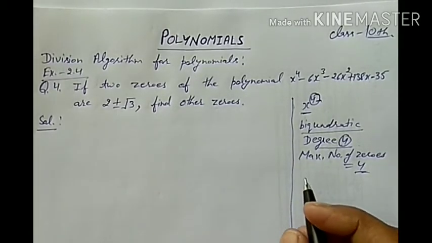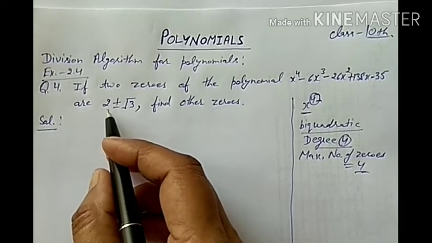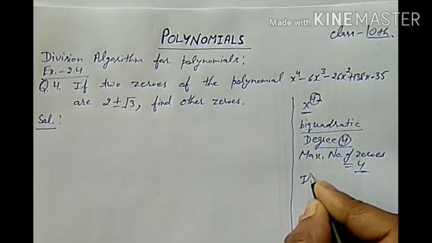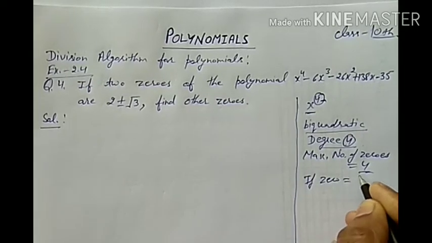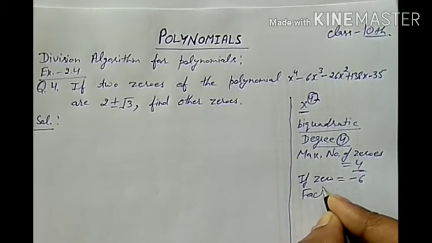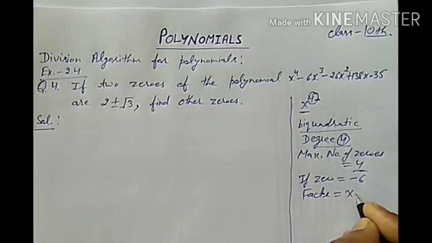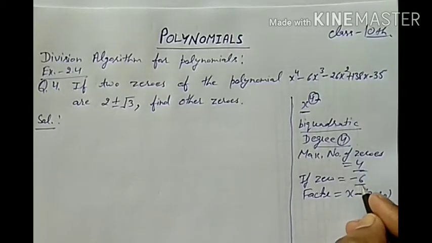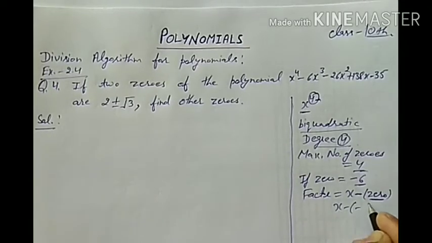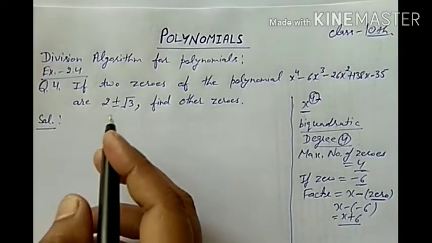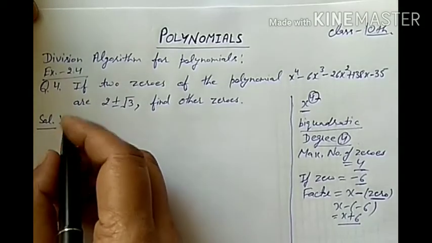For that, we will make factor with the help of this zero. If zero is equal to minus 6, then factor is always x minus zero. Zero means given zeros. X minus minus 6 is equal to x plus 6. Similarly, our zeros are, let's start our solution.